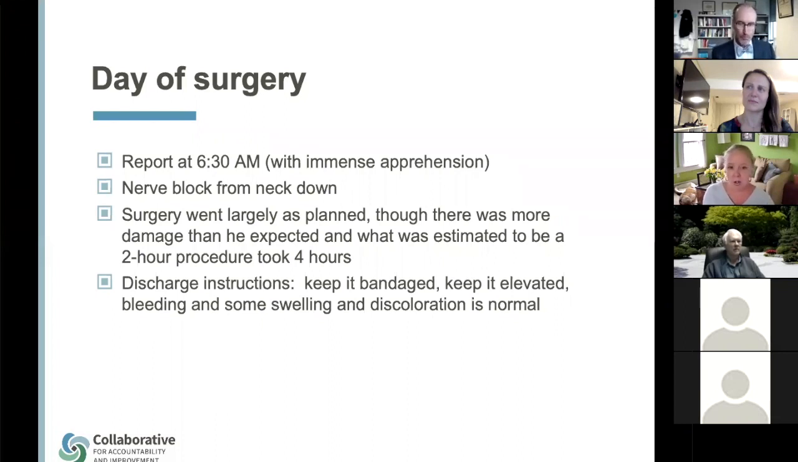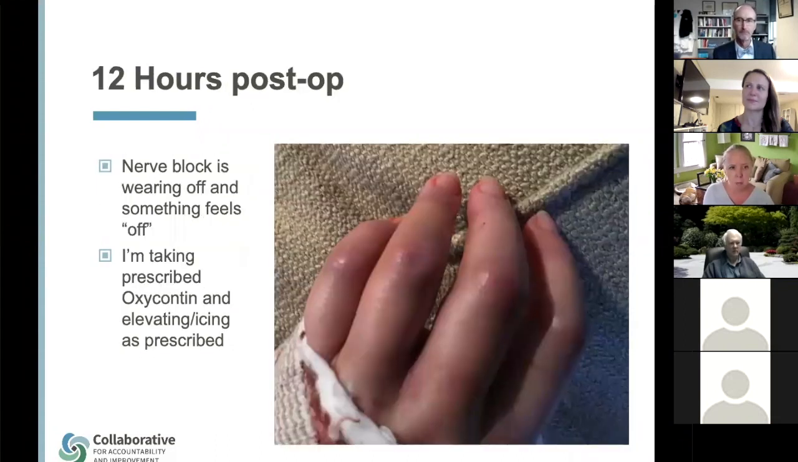And so my discharge instructions were just to keep it bandaged in a soft cast, keep it elevated, and some bleeding and swelling and discoloration would be expected. So we can go to the next slide.